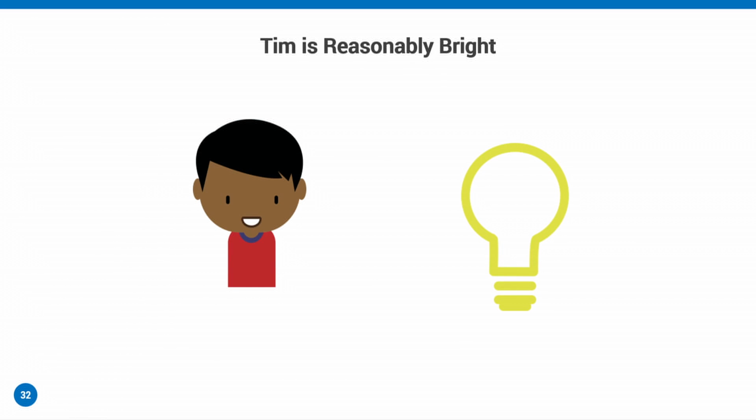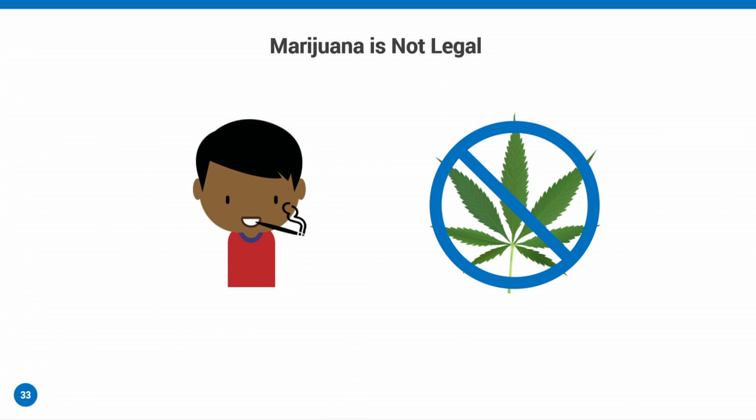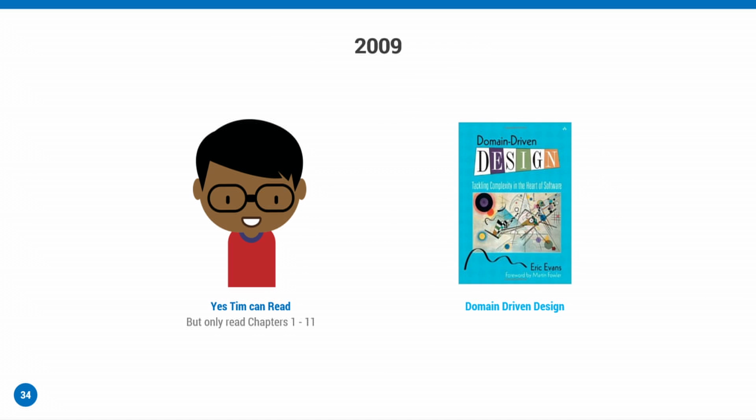So Tim was a reasonably bright developer. It's probably because marijuana was not yet legalized in Colorado. But in about 2009, Tim was like, I'm hearing a lot of buzz around this domain-driven design stuff. So he picked up Domain-Driven Design: Tackling Complexity in the Heart of Software, and he started reading it. He got through the first couple chapters. He's like, all right, aggregate roots, got it. Entity objects, got it. Value objects, got it. Repository pattern, got it. I can do this.